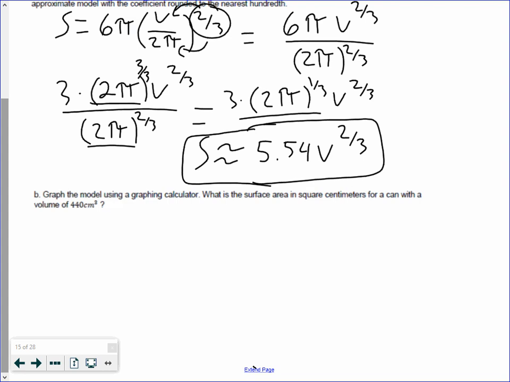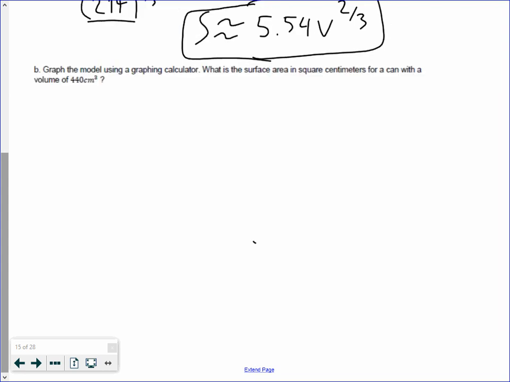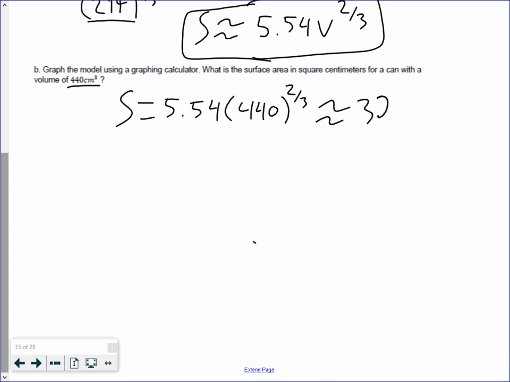And for B, we're told to graph the model using a graphing calculator. We're not going to do that. And we're asked, what is the surface area in square centimeters for a can with a volume of 440 cubic centimeters? So it wants us to figure out what S is going to be when V is 440. So you have S equals 5.54 times 440 raised to the 2/3. We just plug in 440 for V. You can put this all into your calculator to solve it out. And when you do, you're going to get approximately 320.